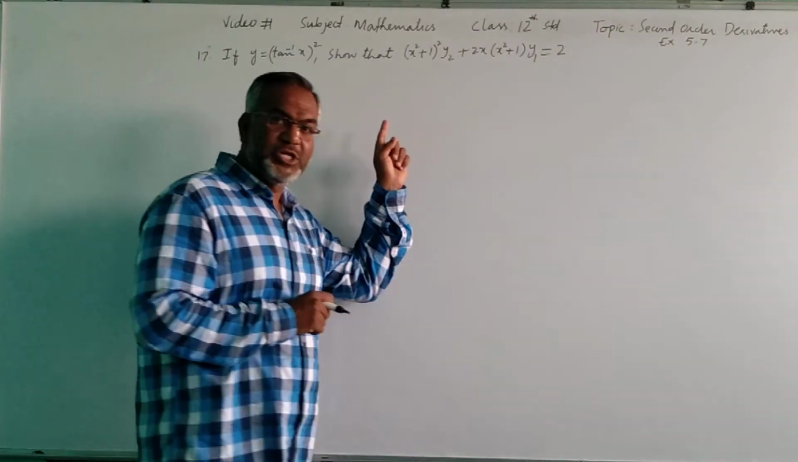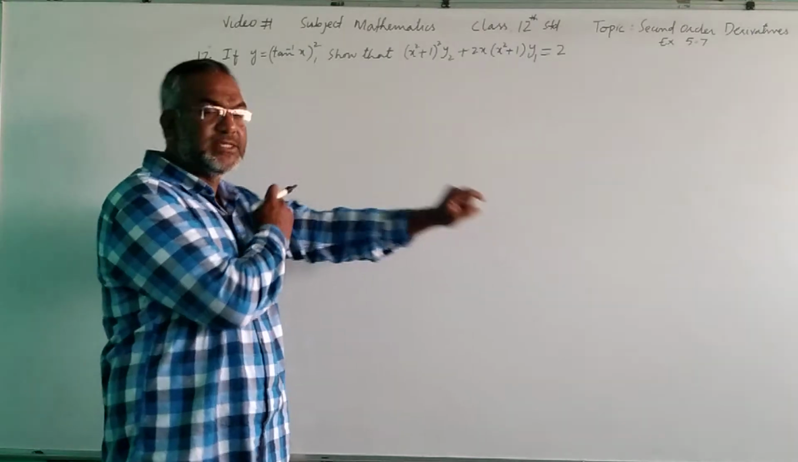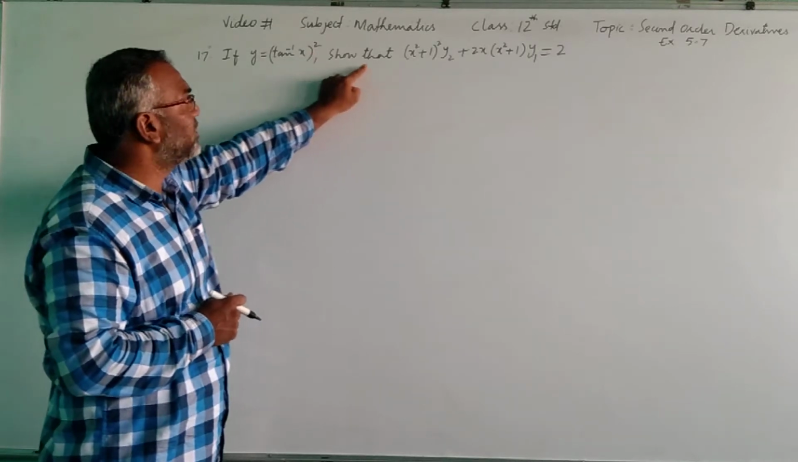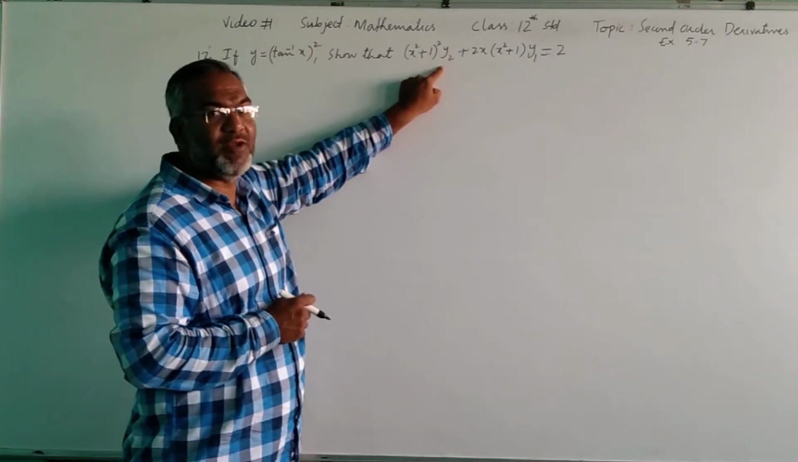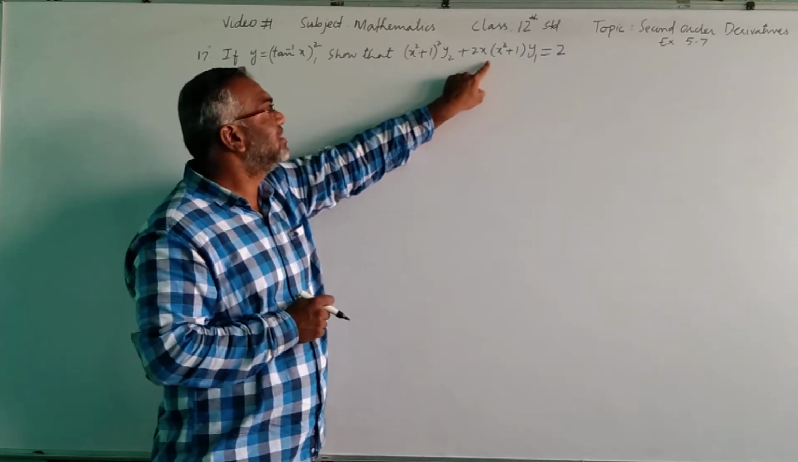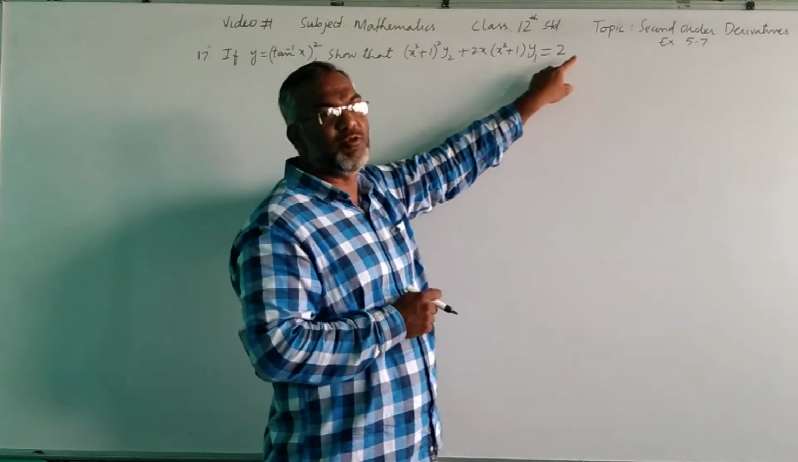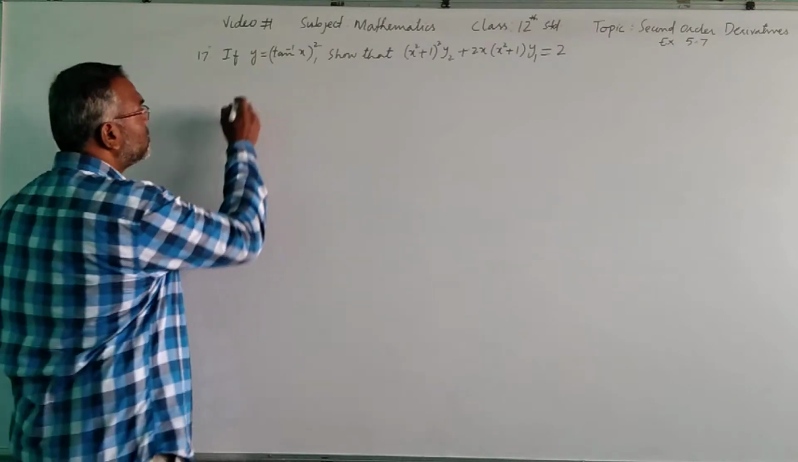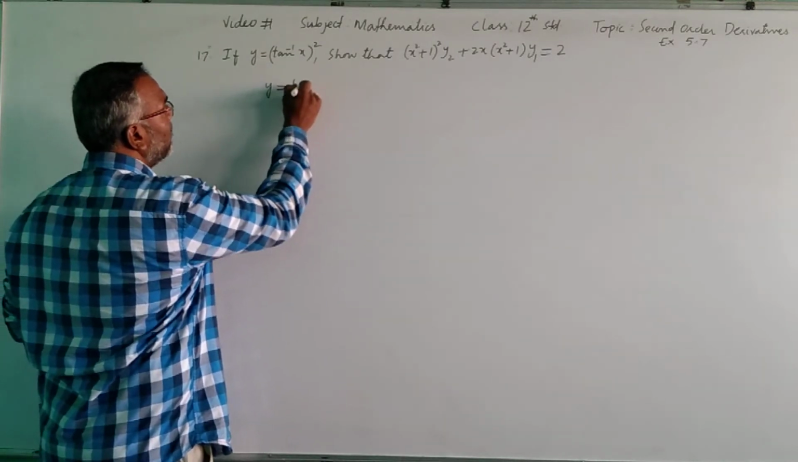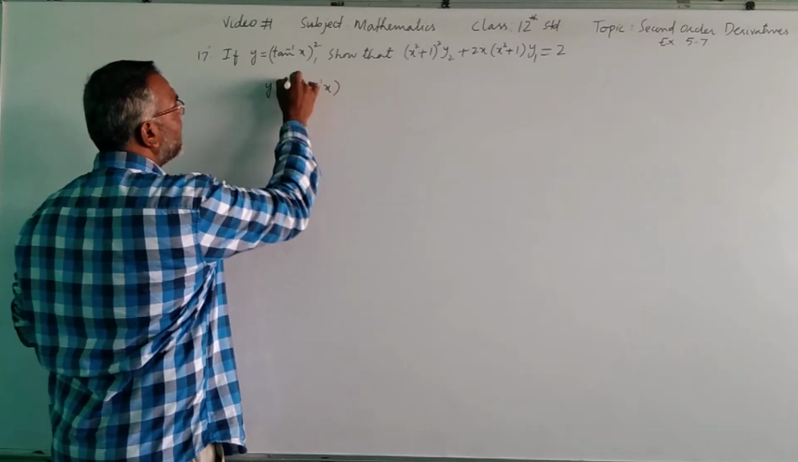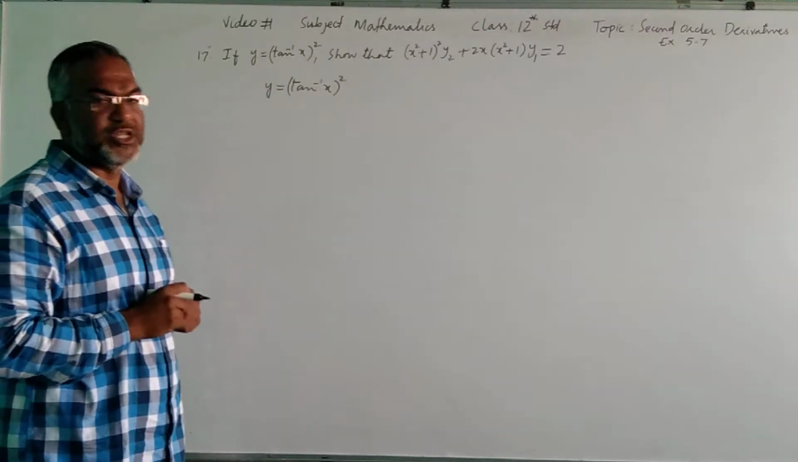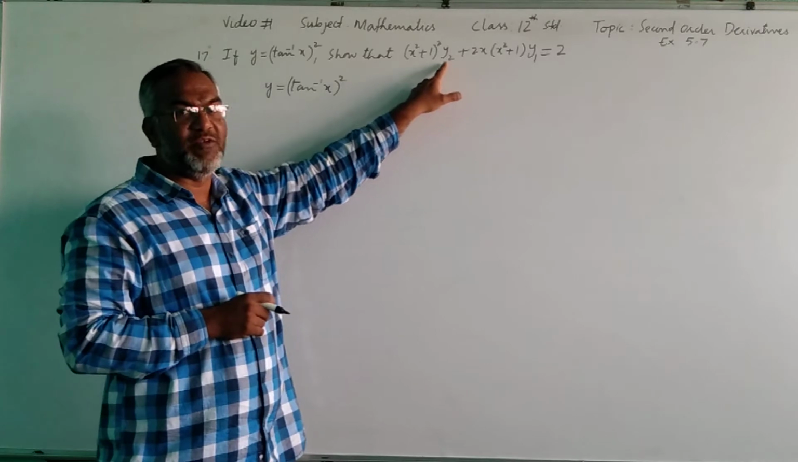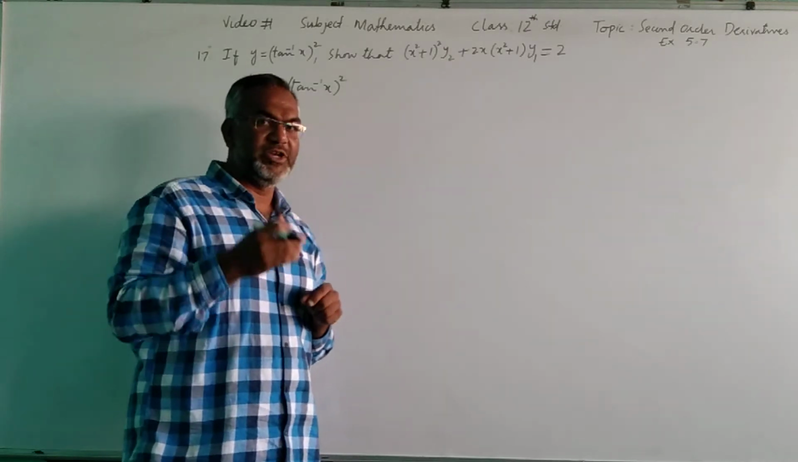Mathematics. Now the question is question number 17. If y is equal to (tan inverse x) whole square, show that (x square plus 1) whole square y2 plus 2x (x square plus 1) y1 is equal to 2. This we have to prove. This is the given function and we have to get this equation, right? We have to find the second order derivative because y2 is there. y2 refers to the second order derivative, right?